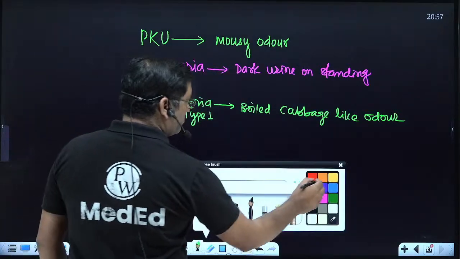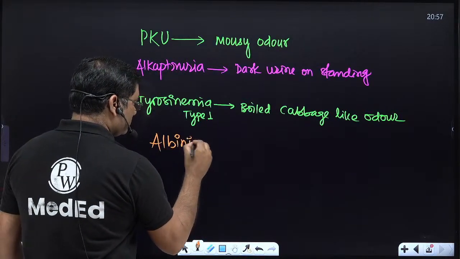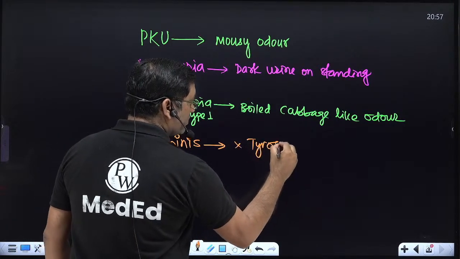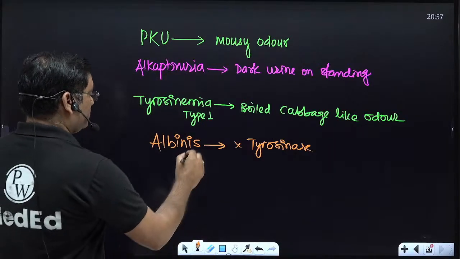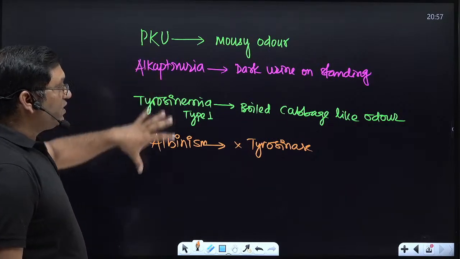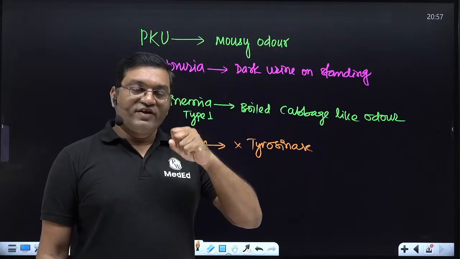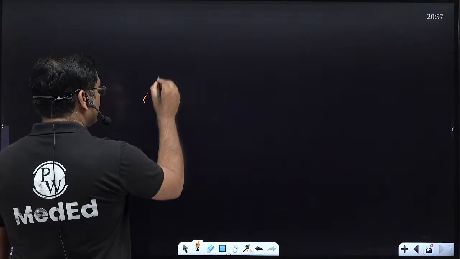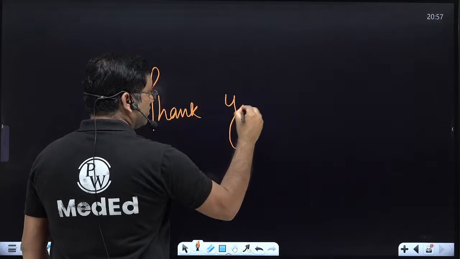Okay. Then albinism. What is albinism? Albinism is a tyrosinase defect. There is a defect in the tyrosinase. Generalized hypopigmentation is there in albinism. Got it? So these are the important disorders related to phenylalanine and tyrosine metabolism. So this is all about phenylalanine and tyrosine metabolism.